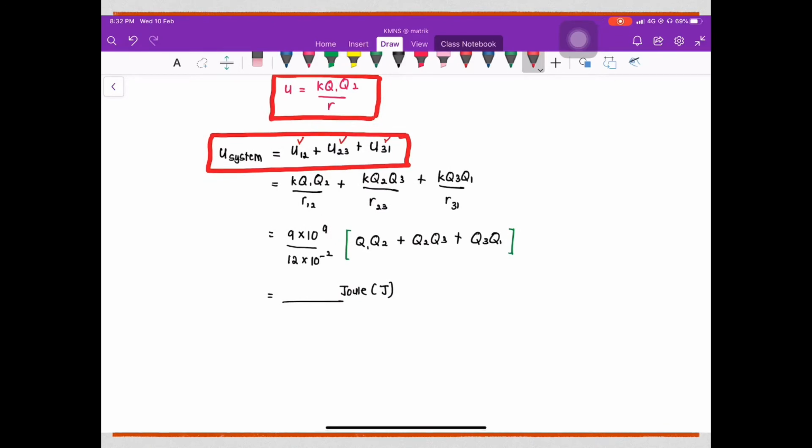So using this equation, and then Q1, Q2, the magnitude. Okay. Then we get the answer in joules.